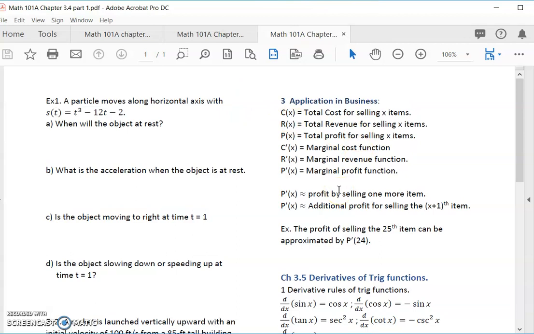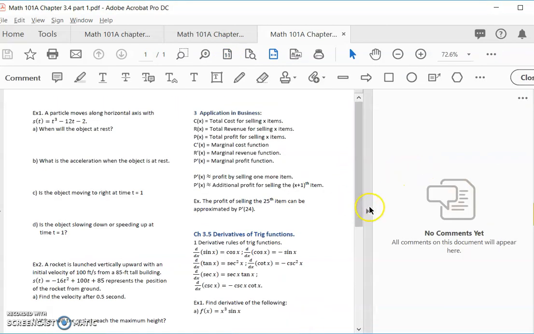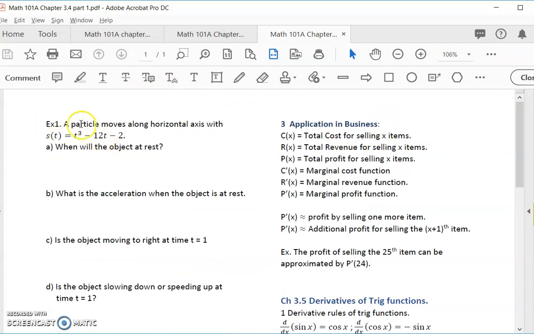This is the function that describes how a particle moves along a horizontal axis. s of t is t cubed minus 12t minus 1. That means if you plug in t, you would know the position of the object. It could be negative. It's not above the ground or below the ground. When will the object be at rest? At rest means it's not moving.